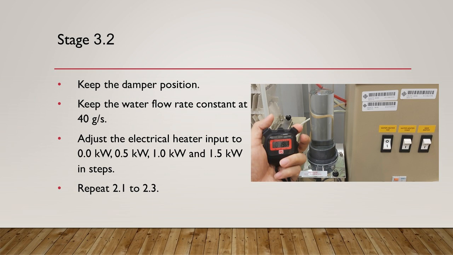Stage 3.2. Keep this damper position and keep the water flow rate constant at 40 gram per second. Adjust the electrical heater input to 0 kilowatt, 0.5 kilowatt, 1.0 kilowatt and 1.5 kilowatt in steps. Repeat 2.1 to 2.3 under this reduced air flow rate and record the readings.